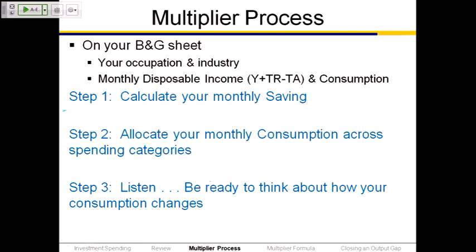Step 1. I want you to calculate your monthly saving. So use the numbers there on your blue and gold sheet and calculate your monthly saving. Remember that saving is disposable income minus consumption. So with the numbers that you've got there on the bottom, go ahead and calculate your monthly saving.